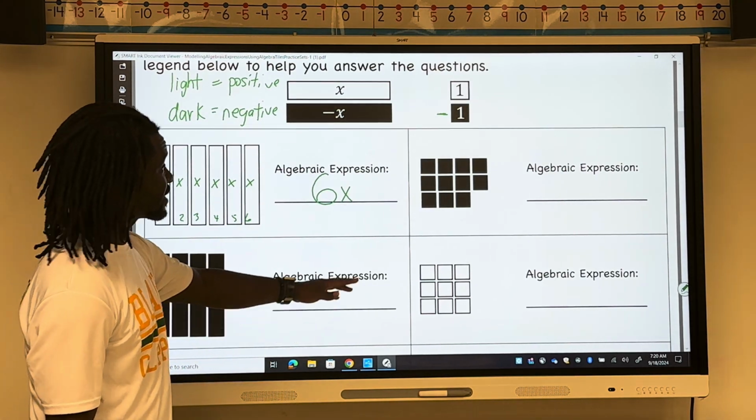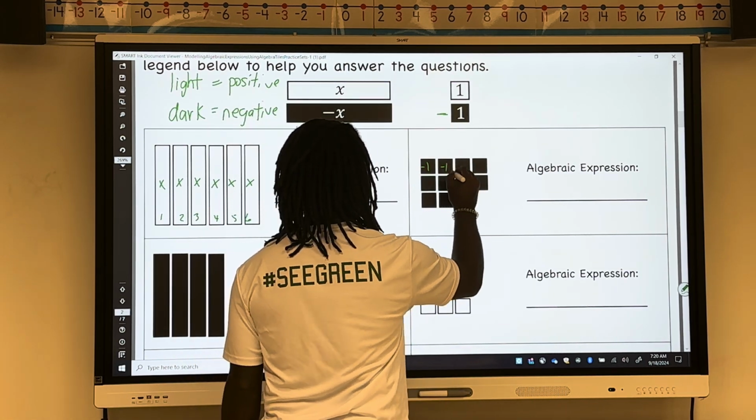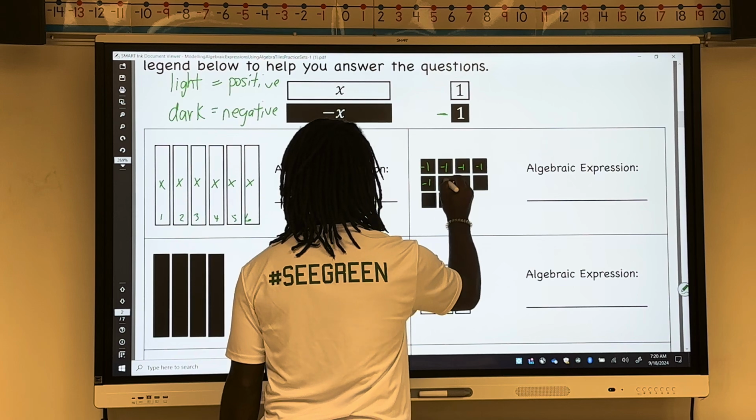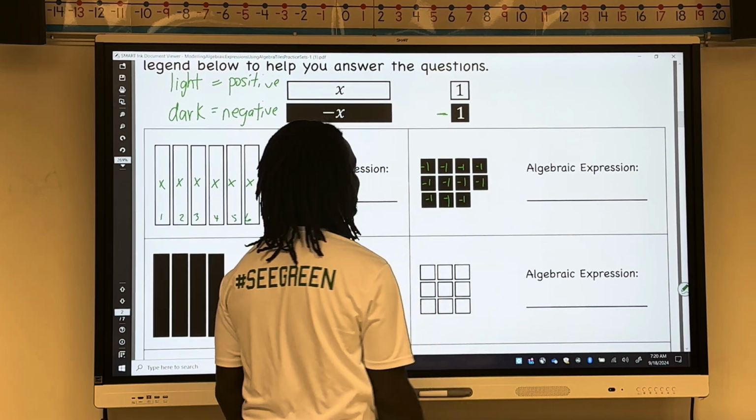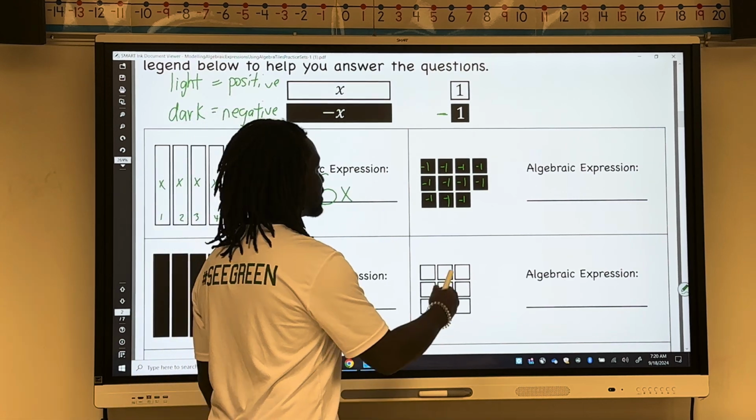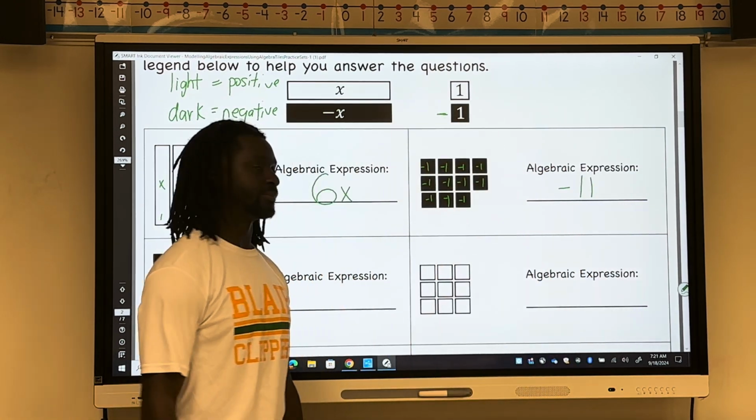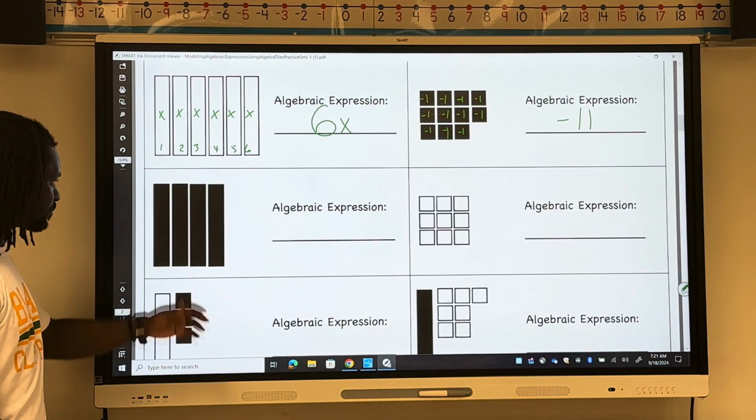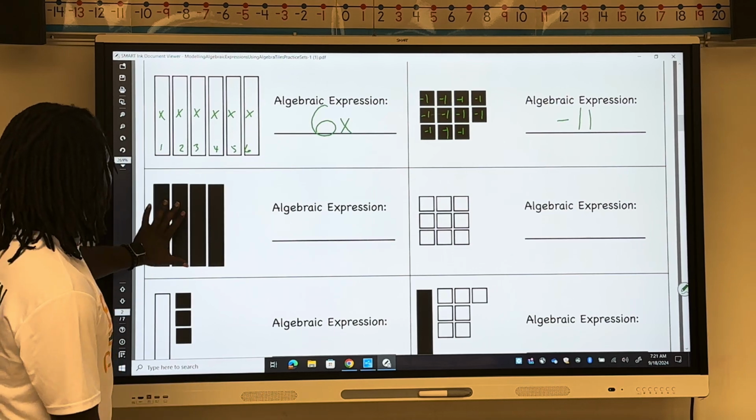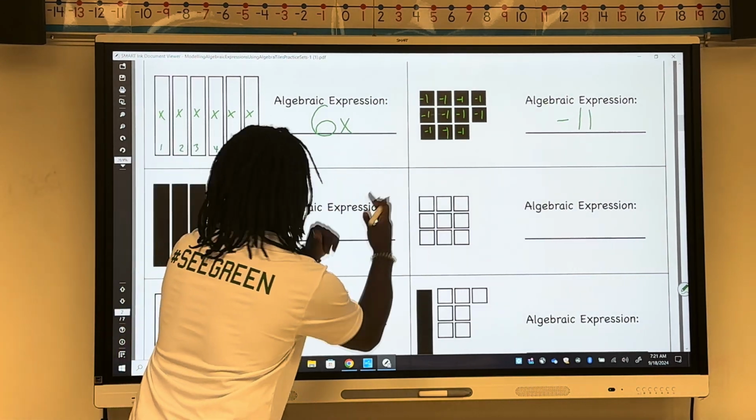Next, let's move over. Here we have -1, -1, -1, -1, -1, -1, -1. When we add those up, the expression would be just -11. Those are pretty straightforward. We're counting and writing the expression, going from the models to the actual numbers and letters.